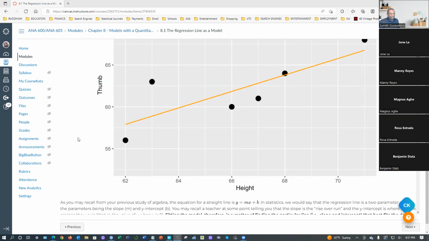In order to draw a straight line, you really need what? The slope. Slope is nothing but the inclination of this line with the positive side of x, the height. That inclination is the slope, and the other one is where the line hits the y-axis, the thumb length. When height is 0, it still has a thumb length. It's not realistic, but mathematically it's okay. Height is 0 means that person is not even born, but we're still talking about the thumb length. Unrealistic, but mathematically, abstractly, it's okay.